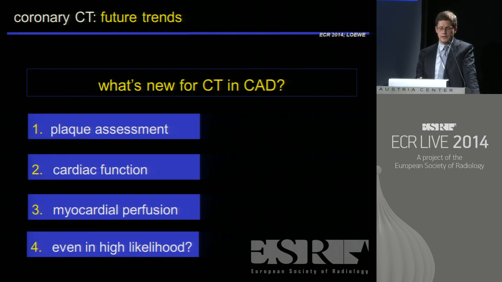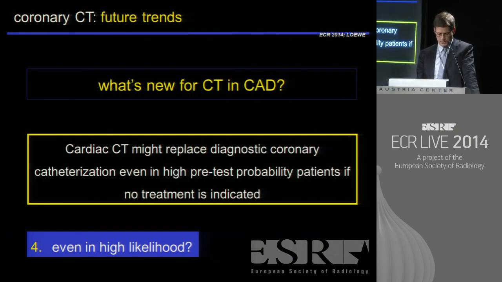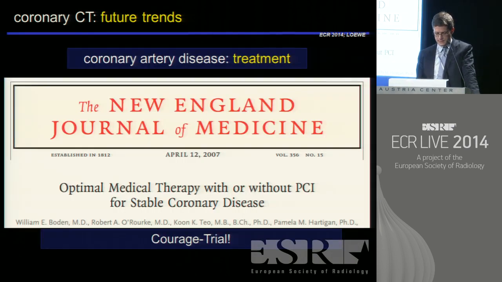Finally, maybe even the indications will change or might change. Even in high likelihood, we can use this technique. There has been a paper published last year showing that we can use CT even in a high likelihood. And of course, there are patients in whom this could be important.